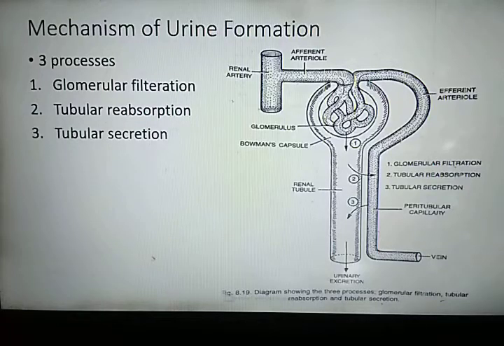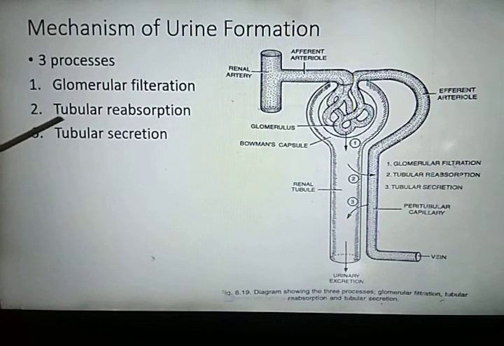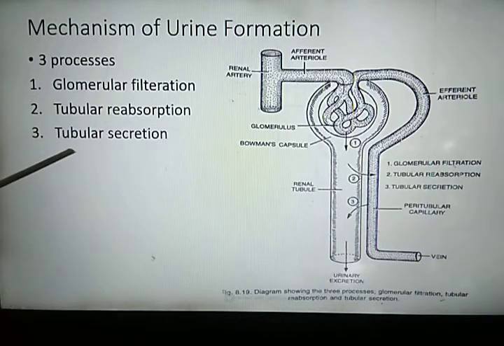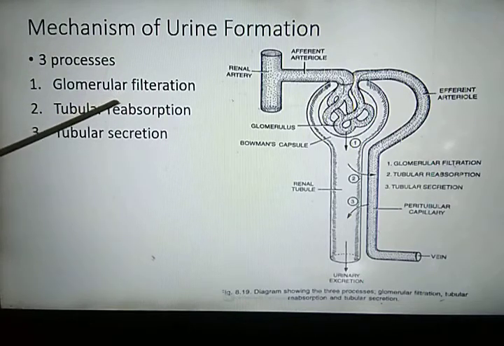Next topic is mechanism of urine formation. Urine formation involves three main processes. Number 1, glomerular filtration. Number 2, tubular reabsorption. Number 3, tubular secretion. We will start with the first part, that is the glomerular filtration.